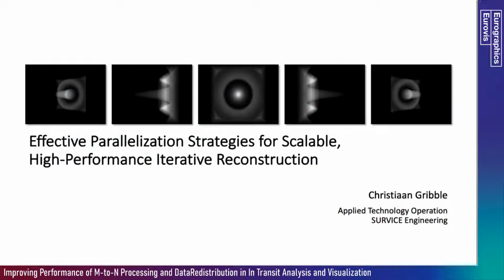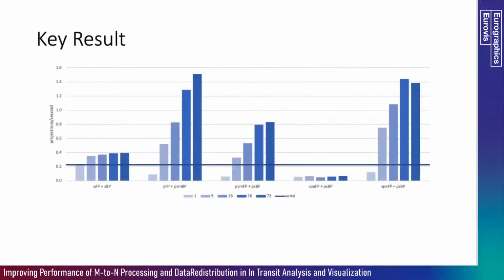Hello everyone, my name is Christian Gribble, and for the next few minutes I'll be discussing some work we've done to explore parallelism in iterative reconstruction. I'd actually like to start with our key result. We're motivated by an industrial imaging application where we require performance of at least 0.6 projections per second using 400 cubed voxel reconstruction volumes.